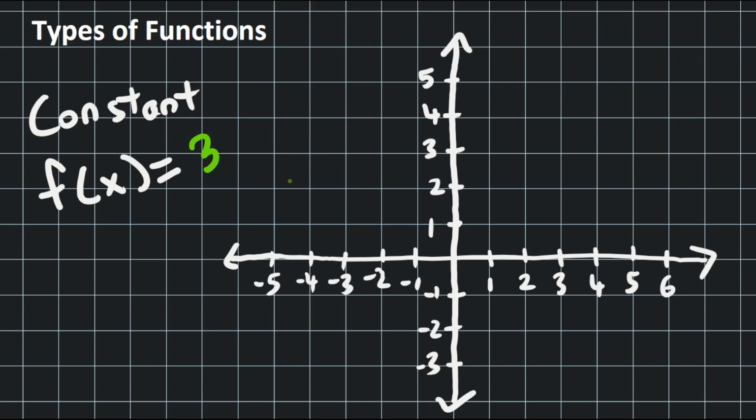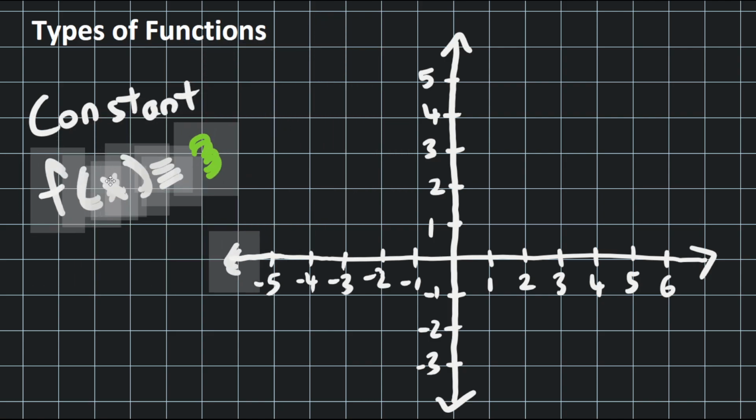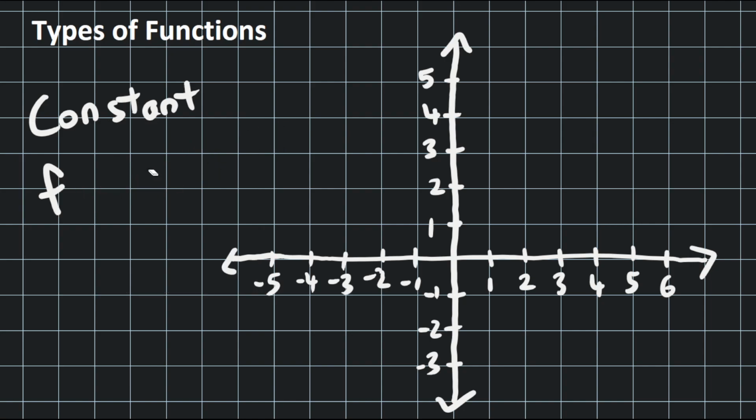F of x equals 3. Good. So f of x equals 3. And before we graph it, let me just move that a little further up. Or let me actually just rewrite it down here. So f of x equals 3.